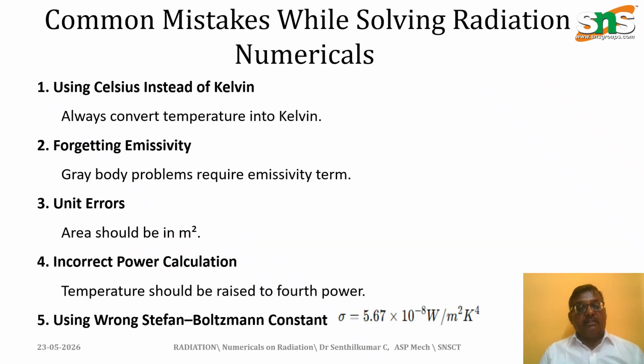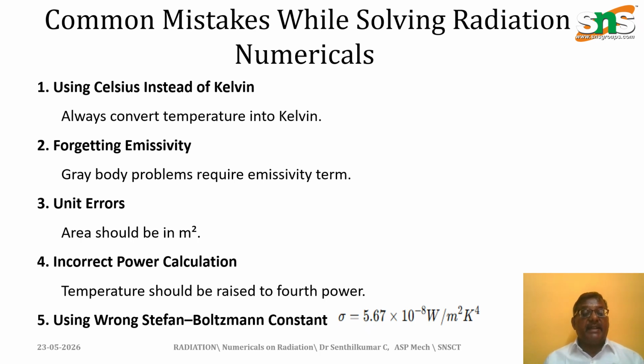Coming to the common mistakes while solving radiation numericals. It's a very important key, we should note it. First, using Celsius instead of Kelvin, as we just discussed. When we use Kelvin, we should use Kelvin throughout the problem. Second, forgetting emissivity: a gray body problem requires the emissivity term, as per the general radiation heat transfer formula. Third, area should be in meter square, not in millimeter or centimeter; follow the same unit, or at least at the end convert it into meter square.